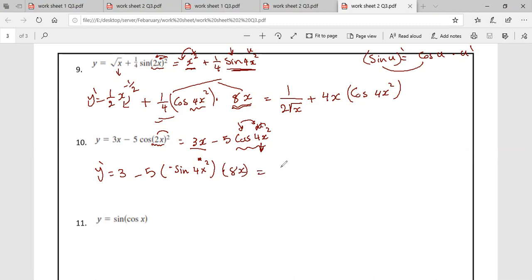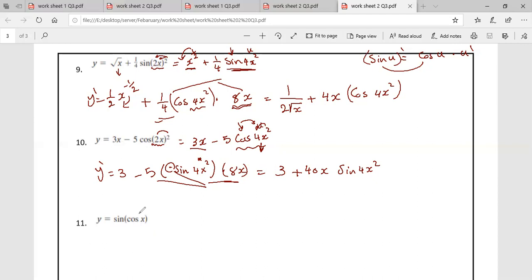Okay, then simplify. It will be 3 multiplied by negative 5, multiplied by negative 1, multiplied by 8x. It will be plus 40x sine 4x squared. I have to multiply this term with this one. Multiply the coefficients, but don't multiply any number or anything by the input of the trigonometric function. Okay, negative 5 multiplied by negative 1 will be positive 5. Multiply 8, it will be 40x, then sine 4x squared. Okay, let's solve the next one.